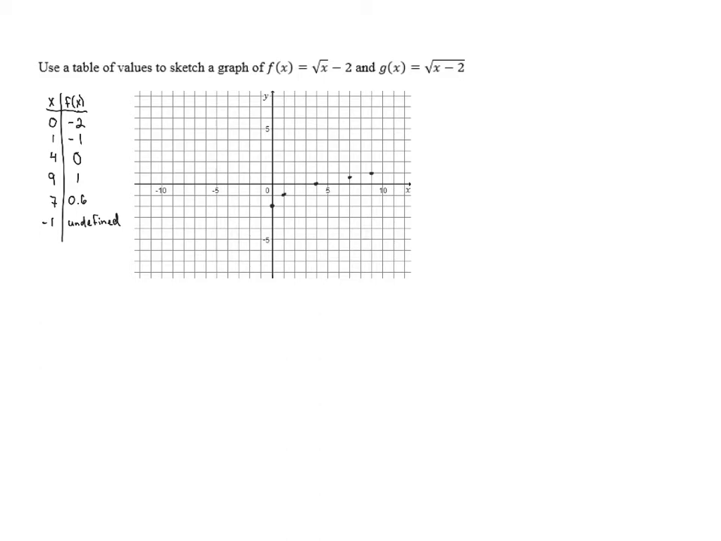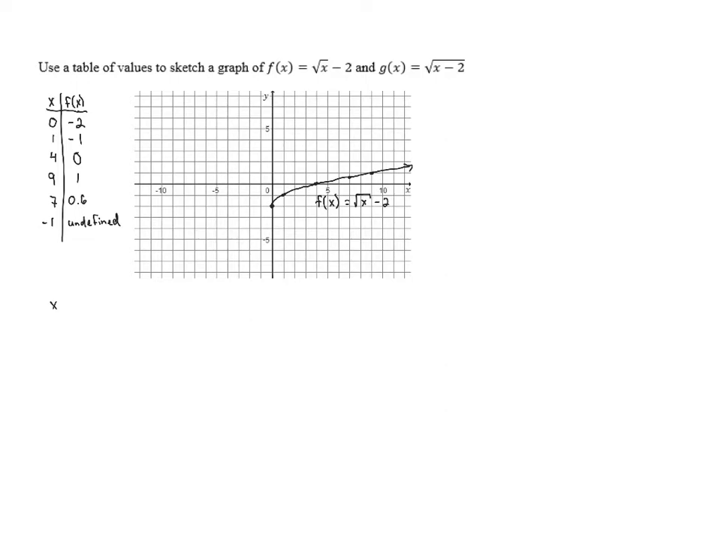And if we look at this, this looks very similar to the graph of the square root of x, only instead of starting at the origin and moving up and to the right, we're starting 2 units lower. And that's because 2 was being subtracted in this function. So we can connect these dots. We know this is going to be the end point. It can't go any further to the left because the square root of a negative number is undefined. And so this is the graph of the function f of x equals the square root of x minus 2.